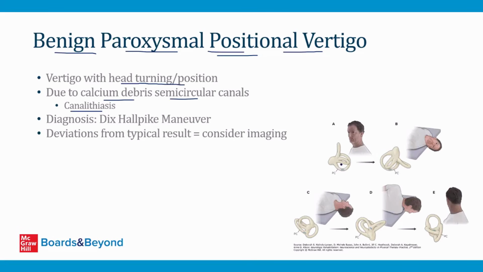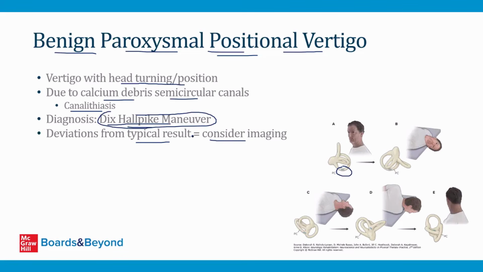So if you look at this drawing on the screen here, if you get some calcium debris in the semicircular canals, what's going to happen is when the patient turns their head, they're going to get abnormal signals sent to the brainstem, and that's going to lead to vertigo. This is diagnosed through a bedside technique called the Dix-Hallpike maneuver, which we'll talk about in just a second. And importantly, if you perform the Dix-Hallpike maneuver and you don't get the typical result, then you need to consider imaging, because BPPV is so common that you often diagnose it with the Dix-Hallpike maneuver.